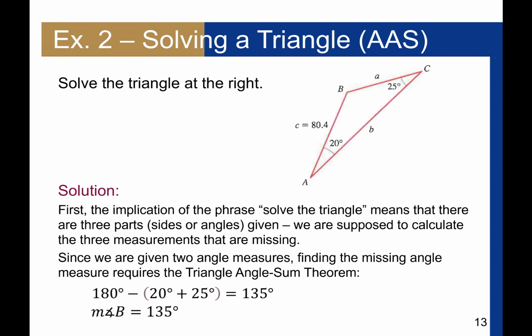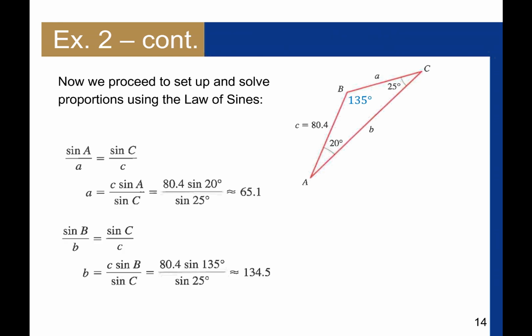We've already found the measure of angle B. One down, two to go. So we set up and solve two proportions here using the law of sines to find those missing side lengths. And again, we always have to have one side and the opposite angle measure to be able to set up the proportion in the first place. So we can say the sine of angle A divided by the length of side A is equal to the sine of angle C divided by the length of side C.